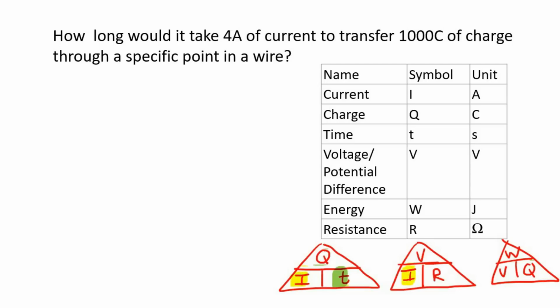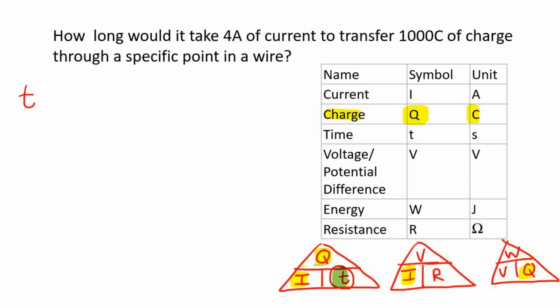There we go. How long will it take for a current to transfer 1000 C? Now, what is 1000 C? Well, if you look at the C, that is charge, which has a symbol of Q. So we go highlight all of the Qs. And there we go. So we can literally just use this first triangle because it's got everything we need. But now we're looking for time.